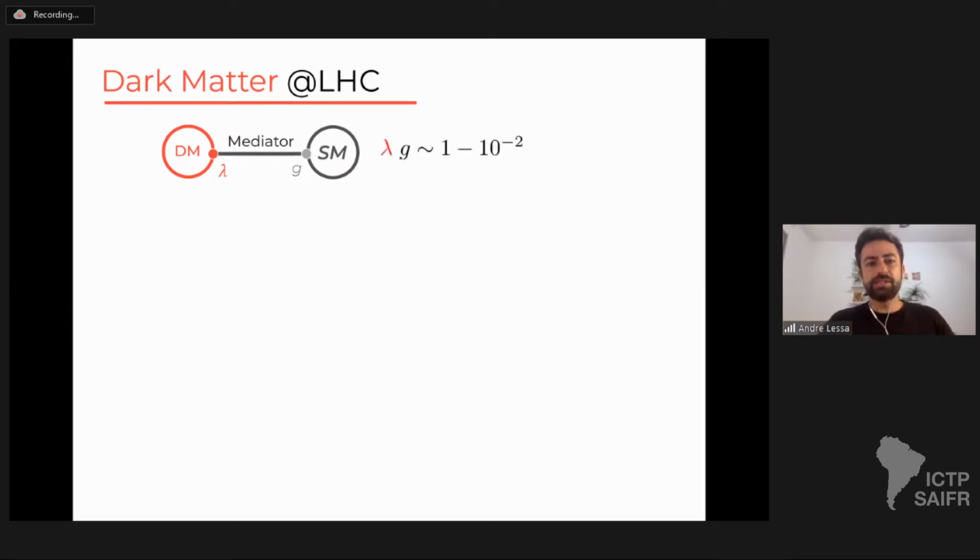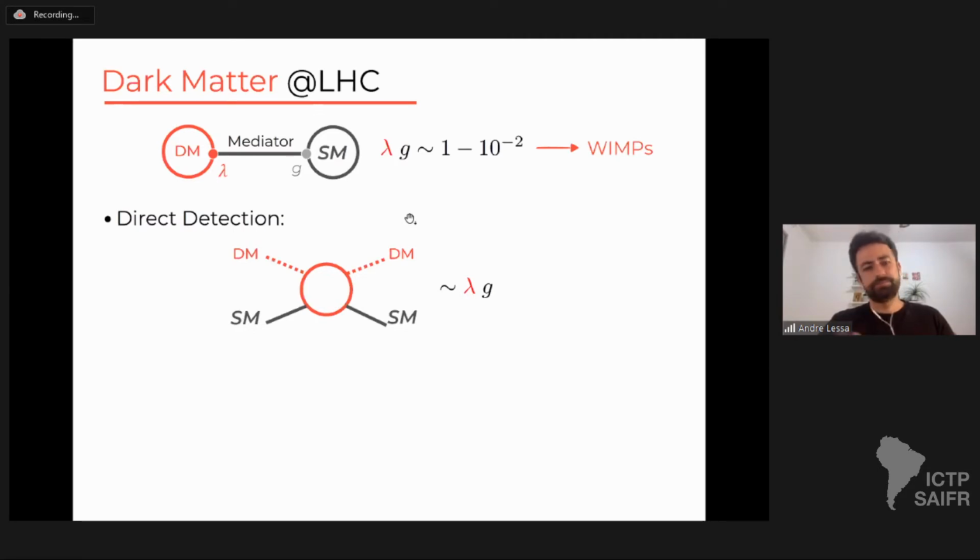We know that if the product of these couplings is order 1 or not too small, we can easily implement the freeze-out mechanism, and we have mostly WIMPs, which require the dark matter mass to be GeV or TeV. In this case, direct detection is a perfect place for searching for dark matter, since typically the scattering cross-section is roughly controlled by the product of these two couplings.